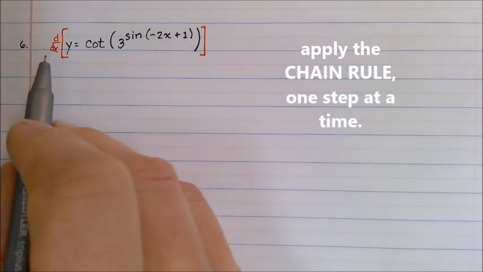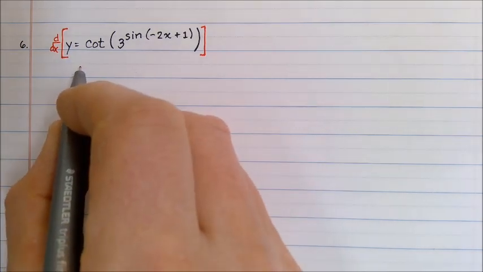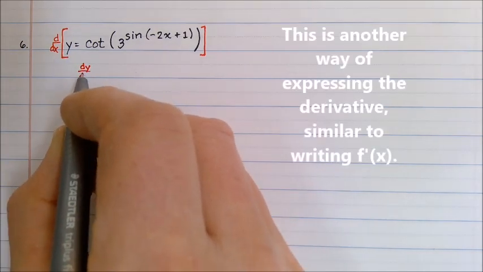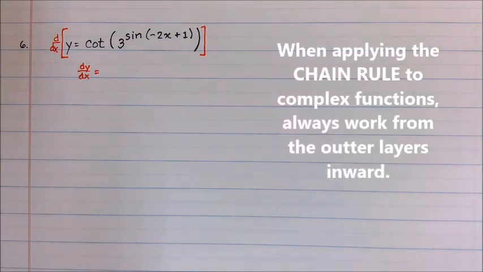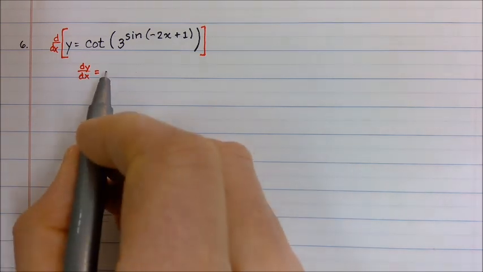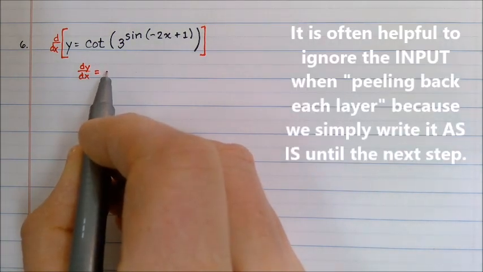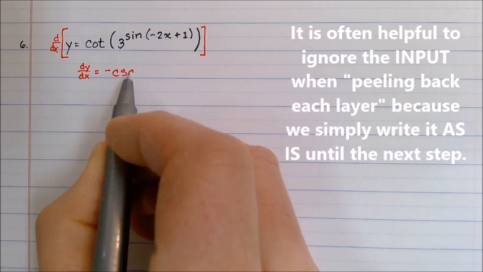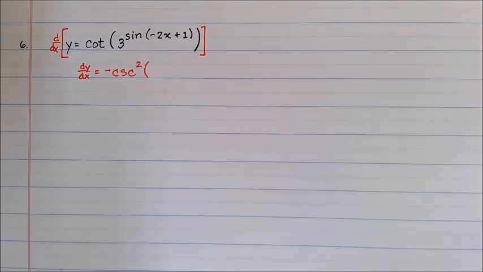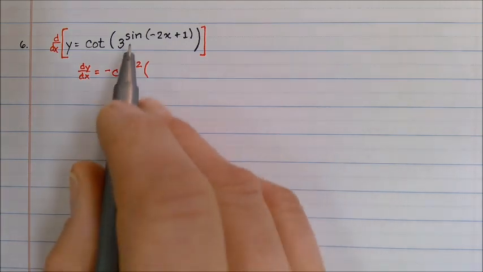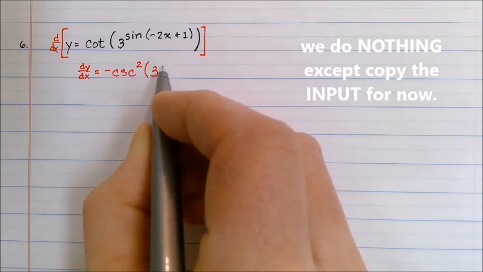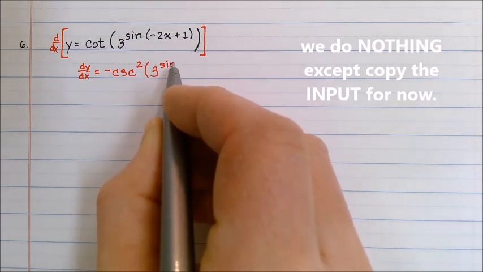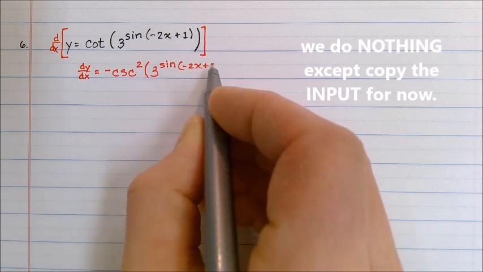So first things first, the derivative of y with respect to x, of course, is just dy/dx. The next thing is to start to take the derivative of this thing layer by layer from the outside in. So we're going to write the derivative of the cotangent. Of course, we know the derivative of cotangent is negative cosecant squared. Since it's cotangent of all that other stuff, we're going to write all that other stuff inside here. So it's cosecant squared of 3 to the sine of negative 2x plus 1.